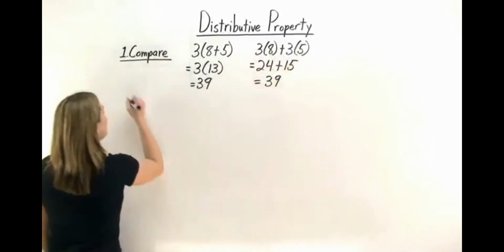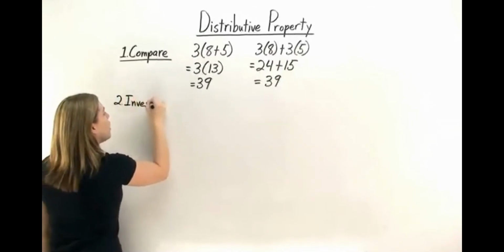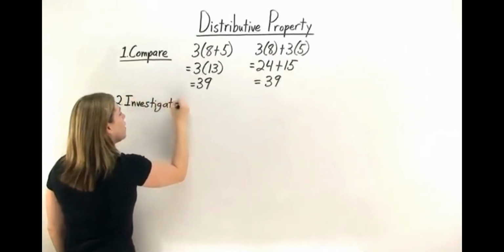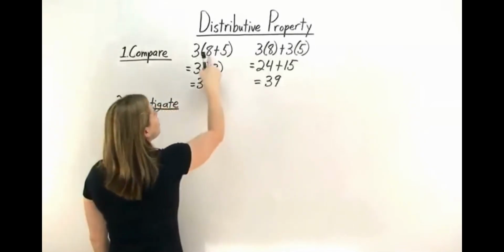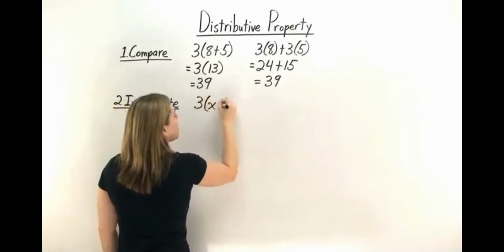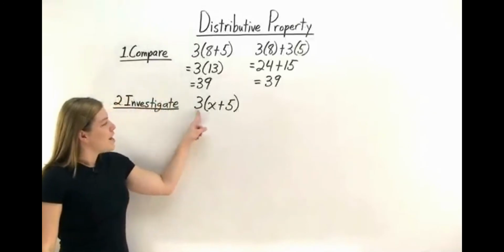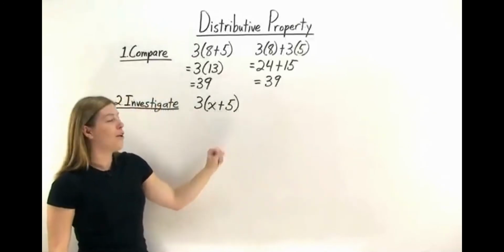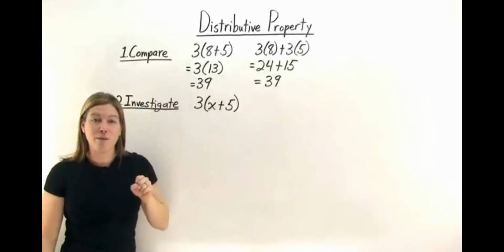Now, let's go ahead and investigate what we've just found. Let's take a closer look at what's going on here. And to do that, let's bring in some variables. So let's rewrite this expression, except instead of that 8, let's put in an x. So let's now say that we have this expression, 3 times the quantity x plus 5. So here, we're taking x plus 5 3 times.